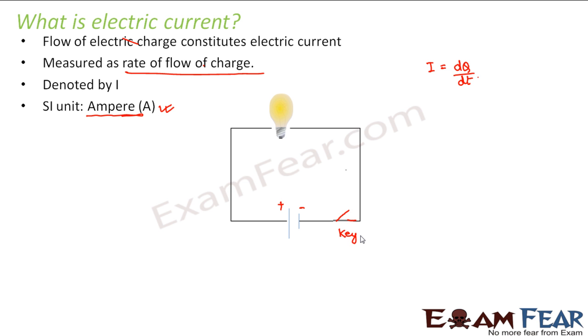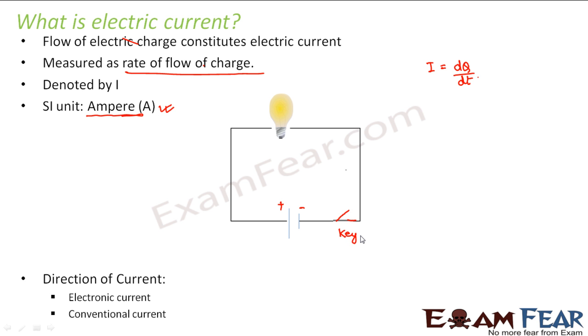So till now, what did I study? I studied that electric current is nothing but moving charges. Whenever charges move, electric current is produced. It is denoted by a capital I. The SI unit is ampere. We measure it as the time rate of change of charge flowing, right? That is, the rate of flow of charge.